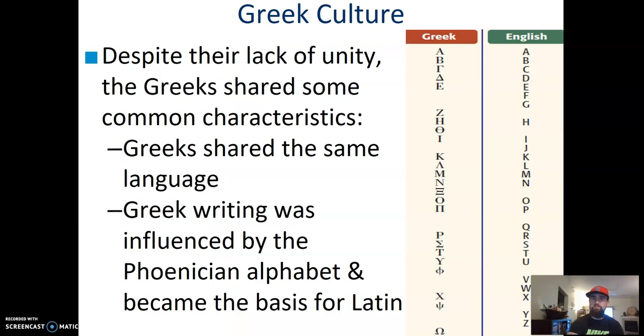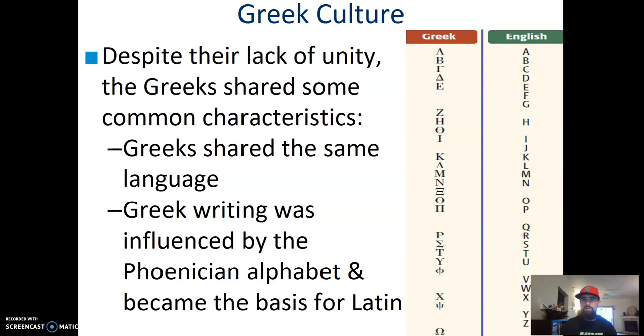So, despite their lack of unity due to the mountains that you see in the country of Greece, they do still share some cultural identities. They share the same language. We could take a look at the Greek alphabet here, where my mouse is pointing. You can see some similarities: A, B, you got the E right here, H. Okay, so again, the Greek alphabet will influence the Latin alphabet, which will obviously influence our alphabet later on. Greek writing was influenced by the Phoenician alphabet, which we briefly talked about way earlier in the year, which again became the basis for the Latin alphabet.